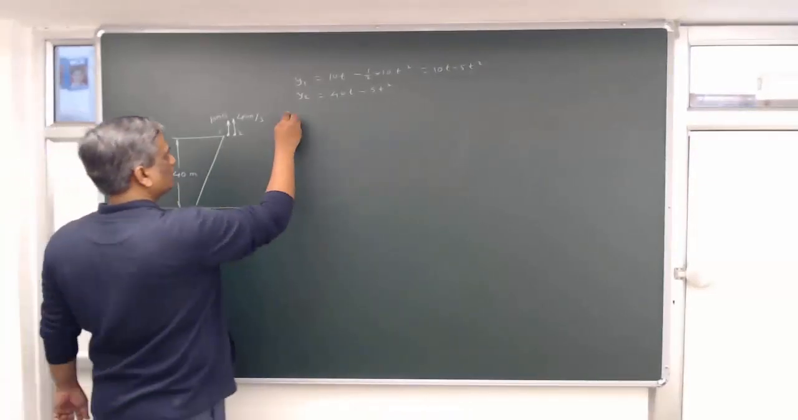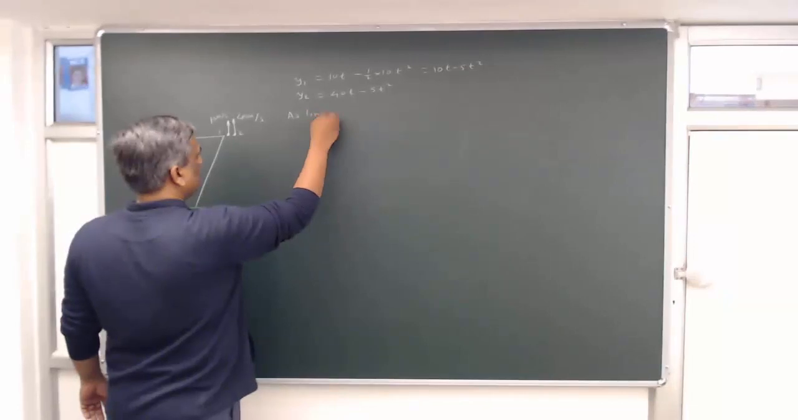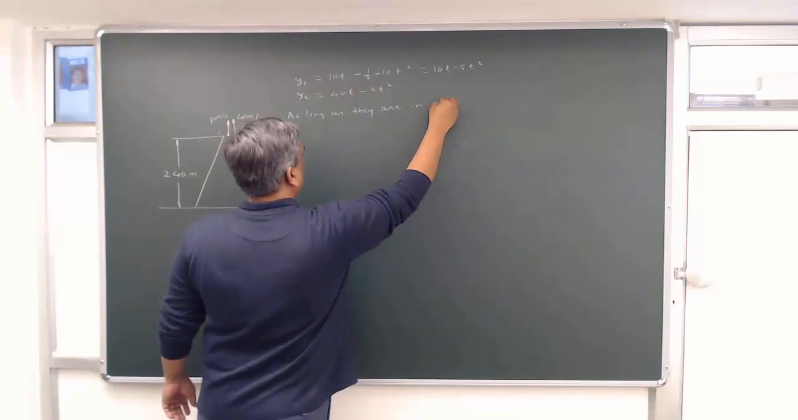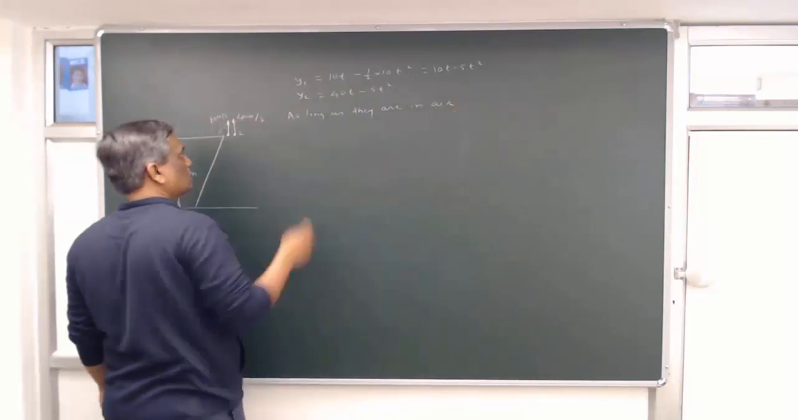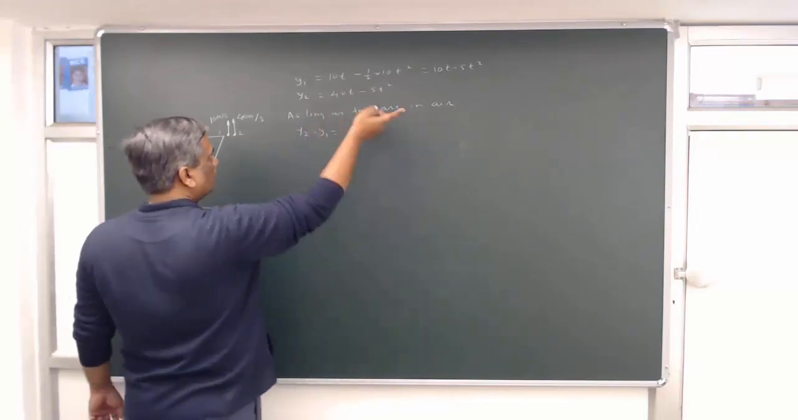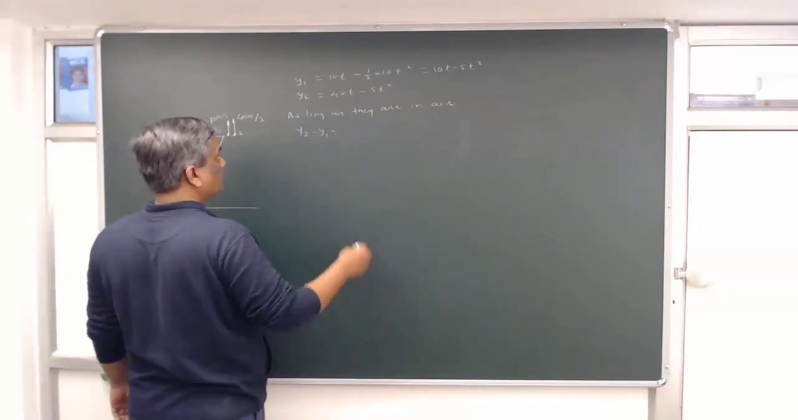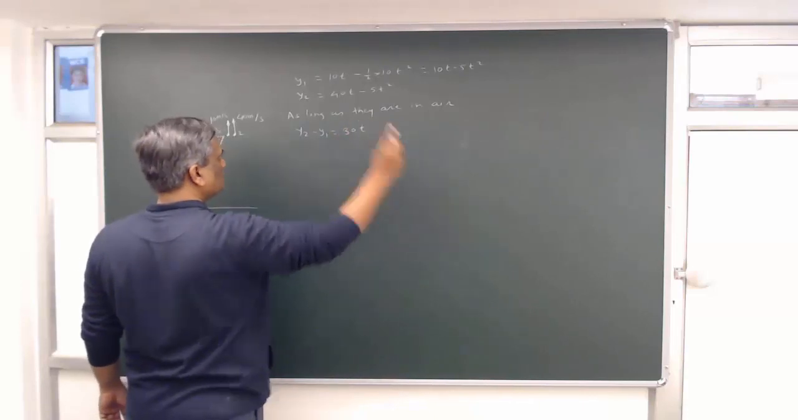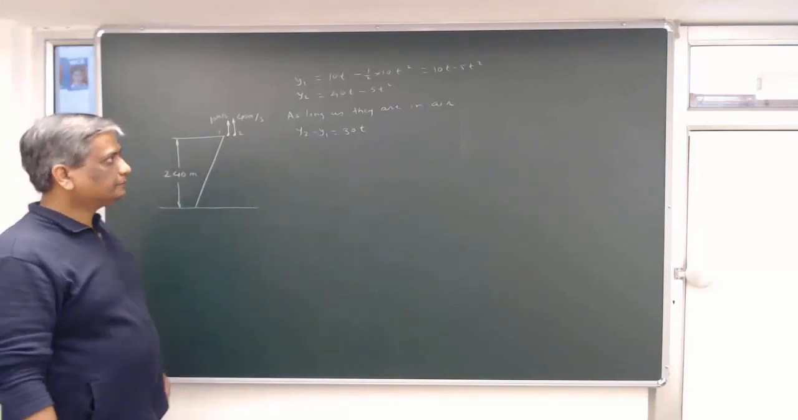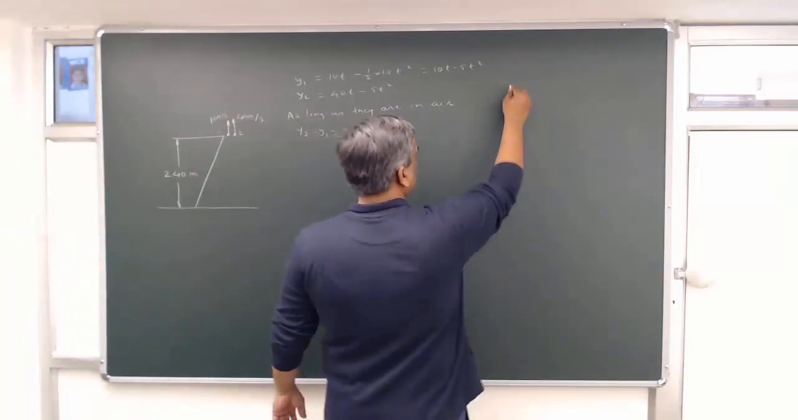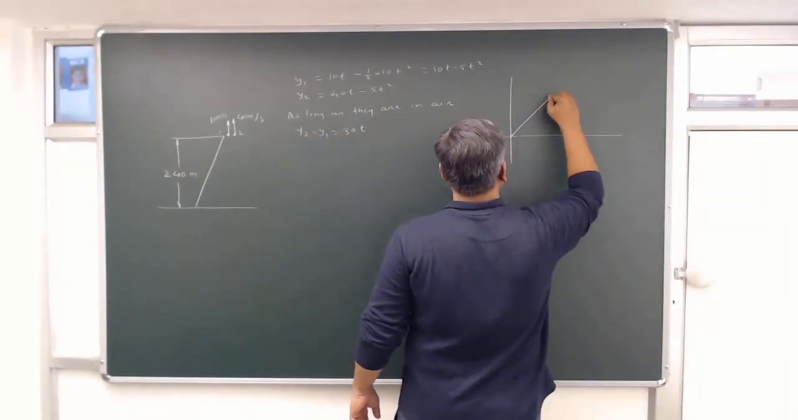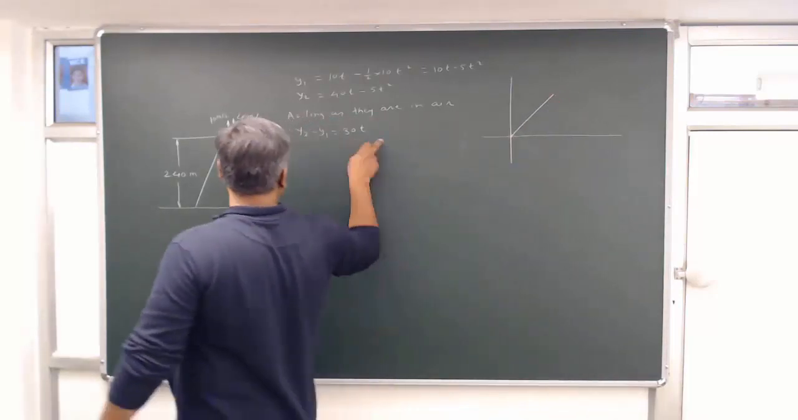So as long as they are in air, these equations are valid. Y2 minus y1 is going to be equal to 40t minus 10t, that's 30t. So this is a simple straight line. Okay, y2 minus y1 versus t is going to be a straight line. So the graph is going to be like this. As t increases, this is going to increase.